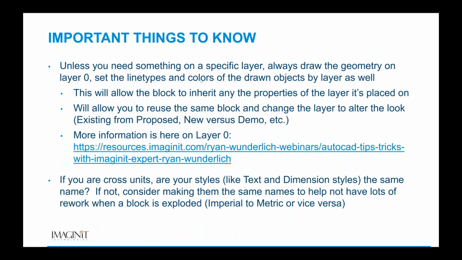So next thing is, unless you need something on a specific layer, always draw all the geometry on layer 0, set the line type and the colors of the drawn objects to by layer as well. This will allow the block to inherit any of the properties of the layer it's placed on. This will allow you to reuse the same block and change the layer to alter the look, i.e. you can use a door and you can have it be an existing door versus proposed.